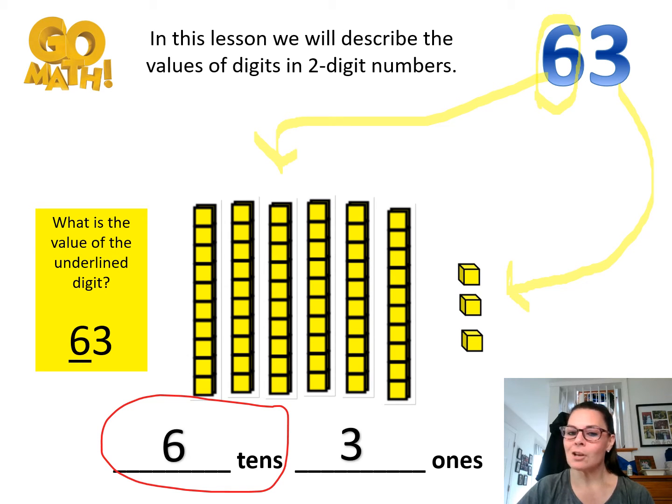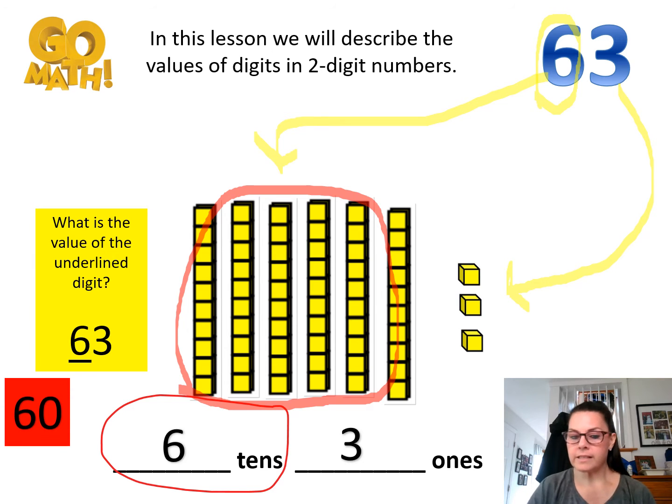So the 6 represents 6 tens. What is the value of 6 tens? This is a 10, a 10, a 10, a 10, a 10. So what is the value of these 6 tens? Remember, let's count. 10, 20, 30, 40, 50, 60. The value of 6 tens is 60. So that 6 right there is worth 60.